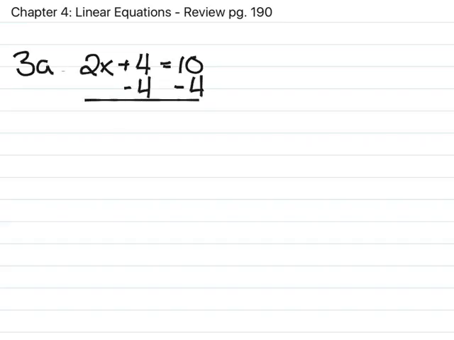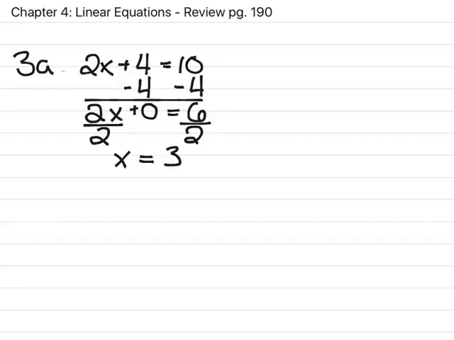Question 3 is asking you to solve each equation and check your solution. So question 3a, it gives you 2x plus 4 is equal to 10. So you're trying to get x by itself. So you're going to get rid of the 4 first. So you do the opposite operation. So you still have your 2x. And this gives you 0, 0, and 6. So now you have 2 times x equals 6. So you have to divide by 2, giving you x is equal to 3.